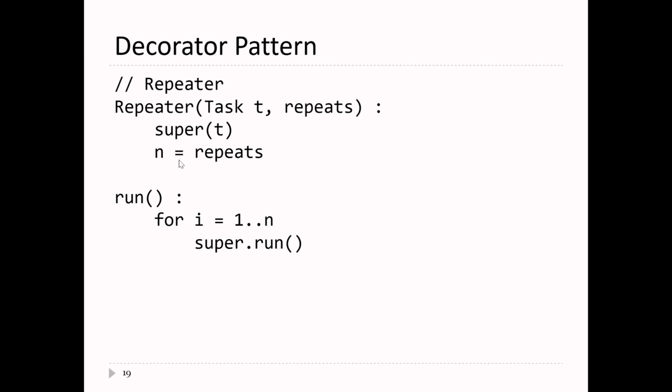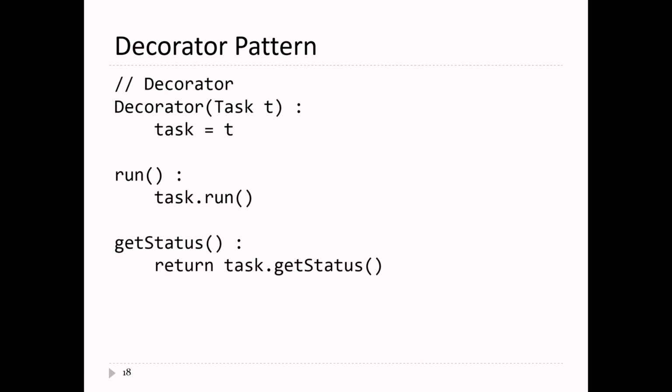Now run is dead simple. I want to repeat the task n times, so you just have a little loop that runs n times. Each time you just call the superclass version of run. What does the superclass version of run do? Well, it just forwards the run method to the underlying task. So if you've got a walk across the map task that you run 3 times, you walk across the map 3 times.